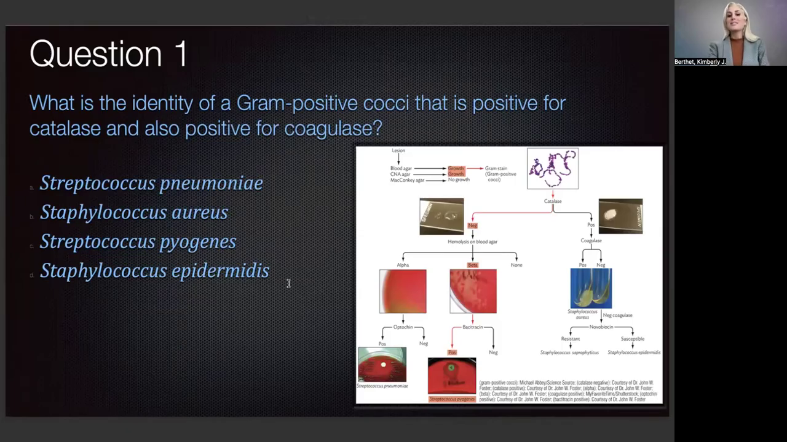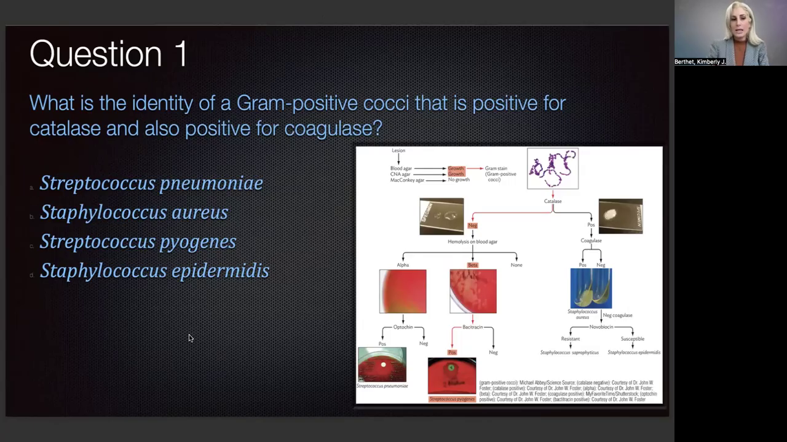Okay, let's get to some of these questions here. Here are our algorithms. These algorithms are fun to go through, so you can test yourself on these. This one says, what is the identity of a gram-positive cocci that is positive for catalase and positive for coagulase? So go ahead and pause the video here and figure out which Streptococcus species this is.